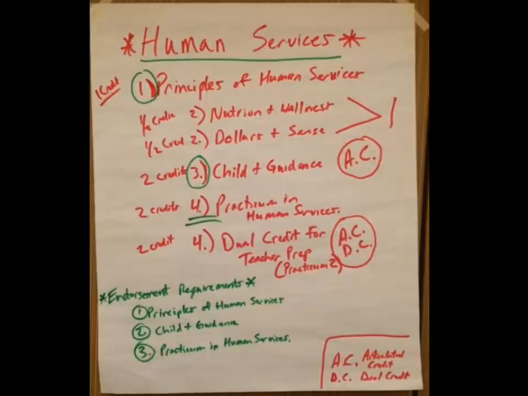All right, human services. We started with principles of human services their freshman year, and then two half credit courses for their sophomores, nutrition and wellness and dollars and cents, and then child and guidance. And then we had 2 different ways they go with their practicum in human services or dual credit.